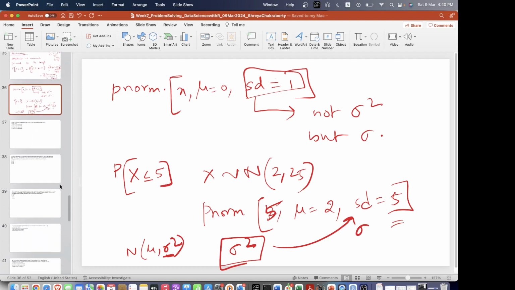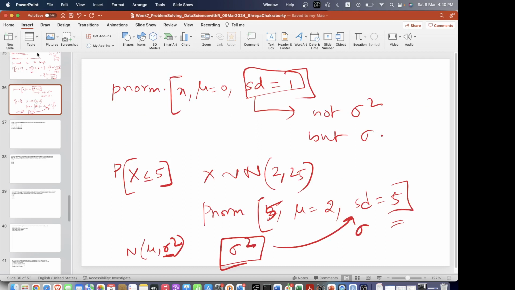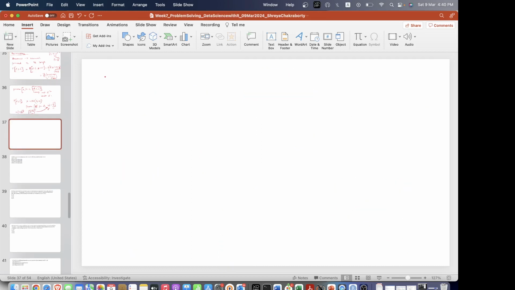So now let us move on to a few of the problems. As I was saying, this one was the binomial approximation to normal, and the last thing that we learned was the Poisson approximation to normal.